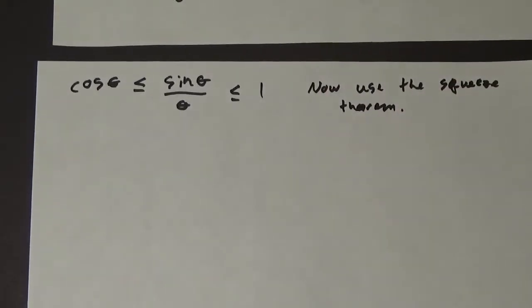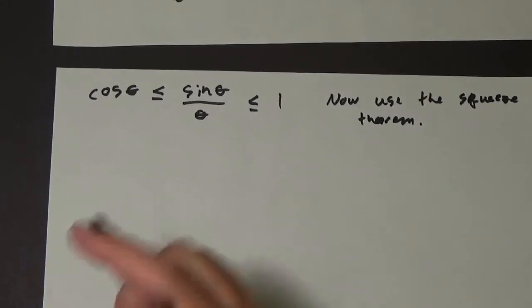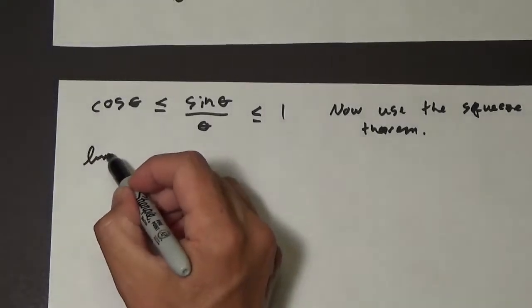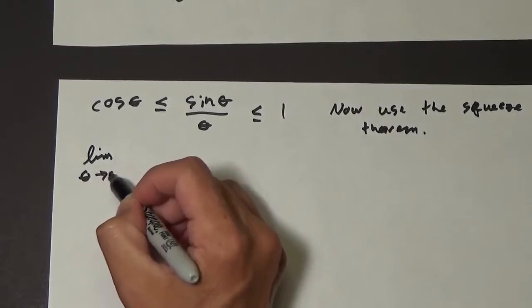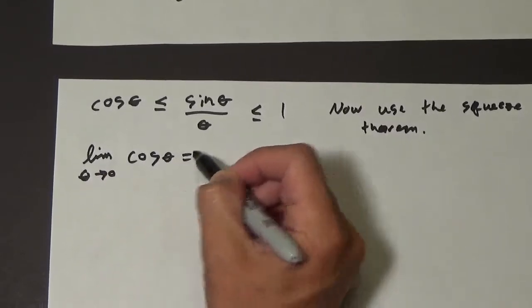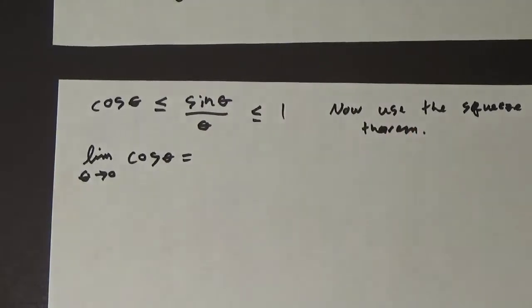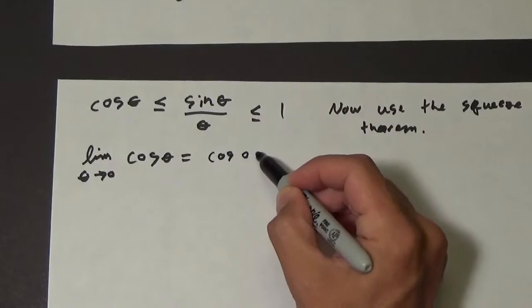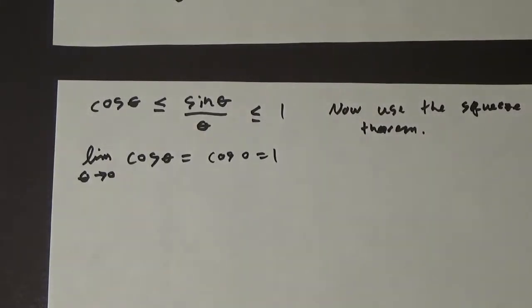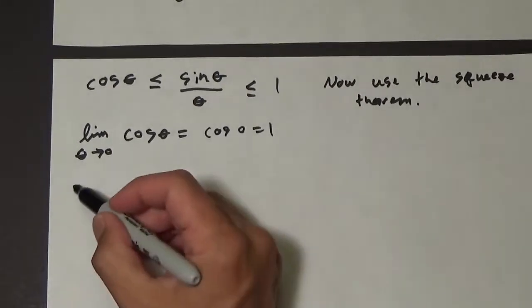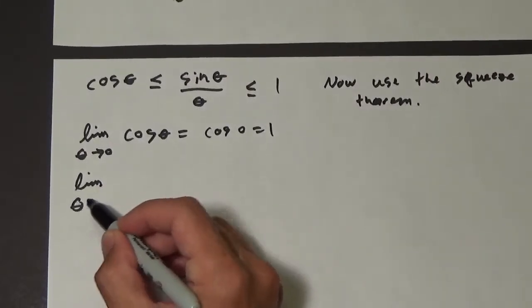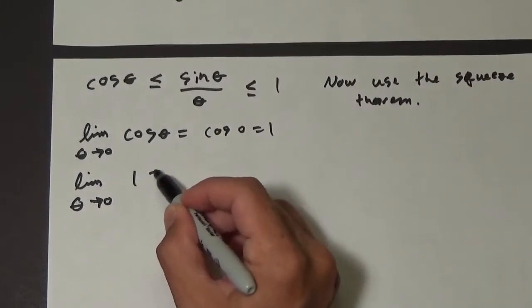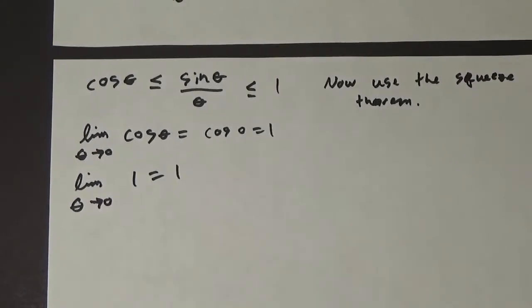All right. So we want the limit as theta approaches 0. So what is the limit as theta approaches 0 of the cosine of theta? Well, this one's not so bad because you just substitute in 0 for cosine and you get the cosine of 0, which is 1. What is the limit as theta approaches 0 of 1? Well, that's just 1.